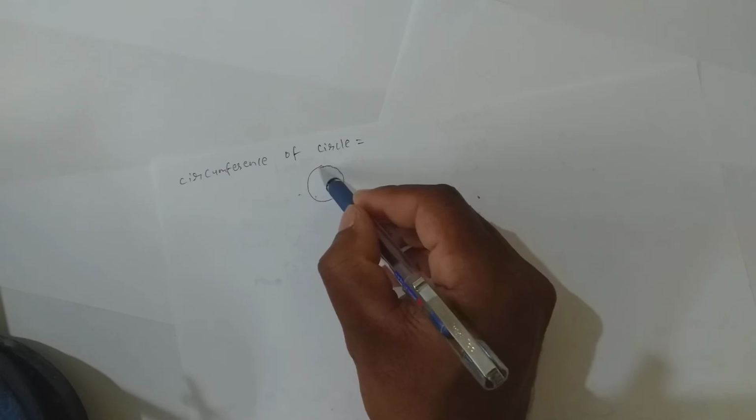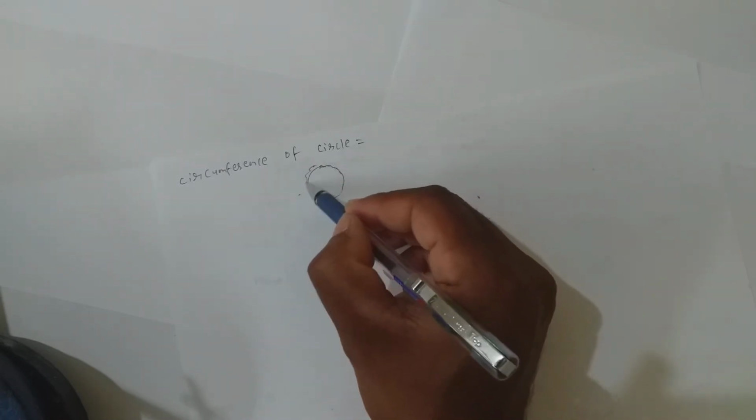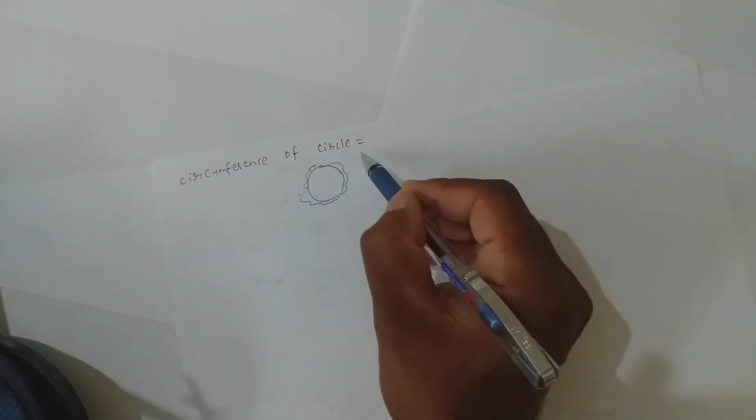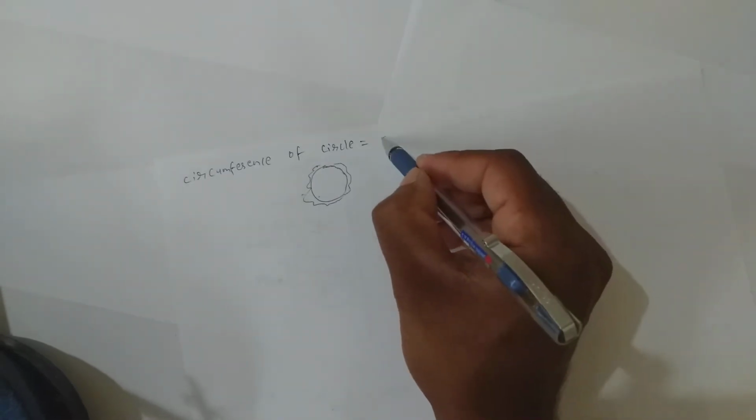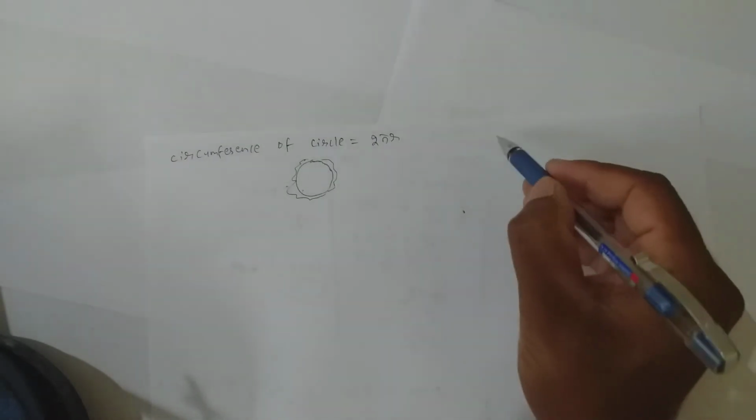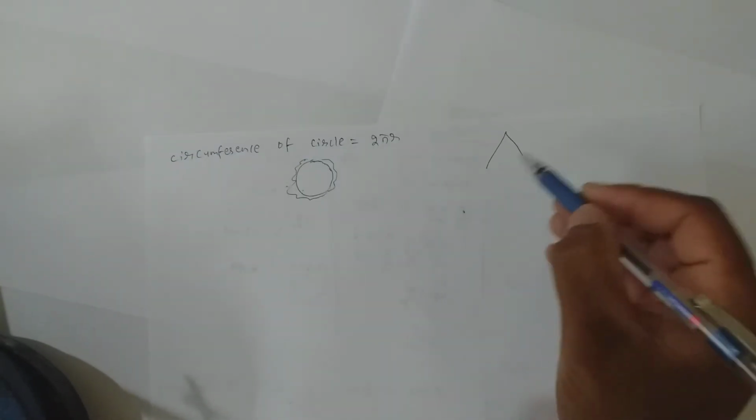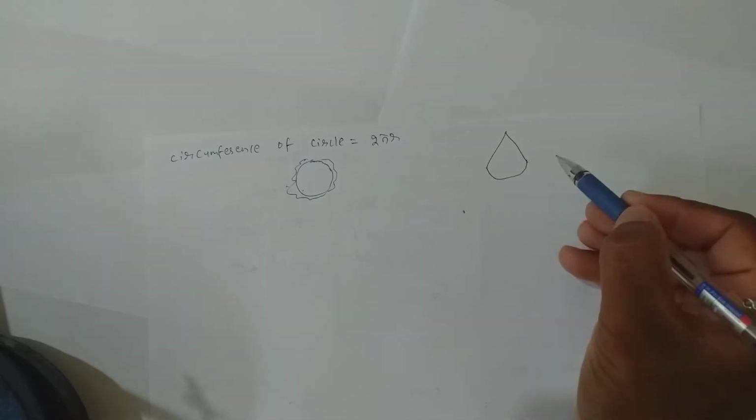Next is circumference of circle, means what? The entire circular path around the circle. This entire length, we call it the circumference of a circle. The formula is given by 2 pi r. Fair enough so far. Now when a sector is taken out from the circle, it looks like this.